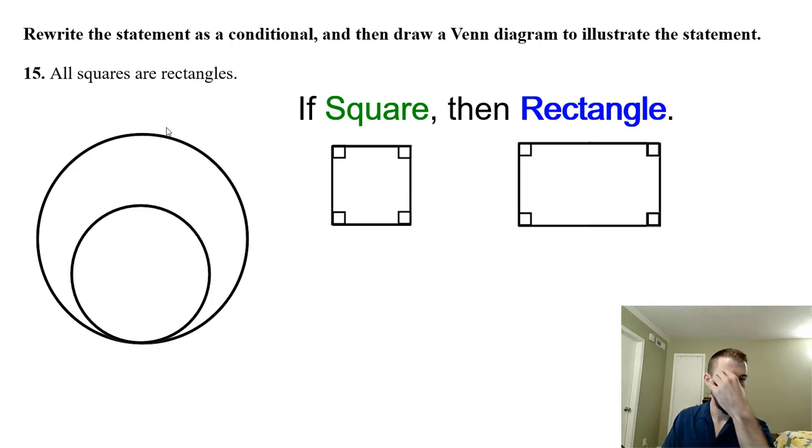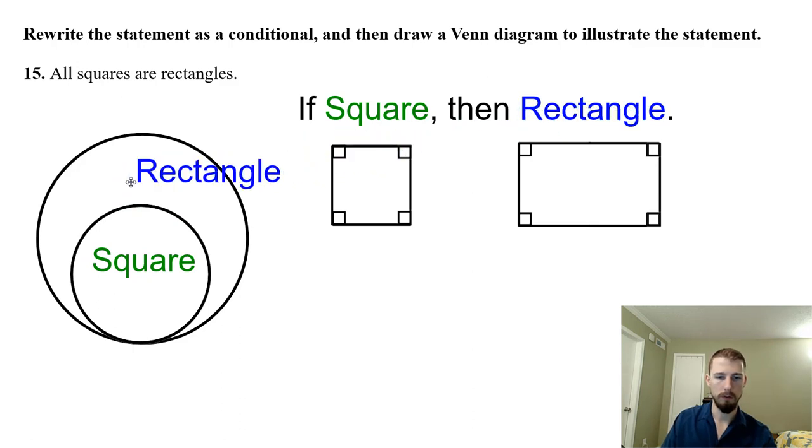Alright, number 15, rewrite the statement as a conditional, then draw a Venn diagram to illustrate the statement. So we'll just fill in the Venn diagram, you don't really have to draw it. So all squares are rectangles, so if it is a square, then it is a rectangle. Then the only question I have is, does the square go as a subset, or is that the big one? So squares are a subset of rectangles.